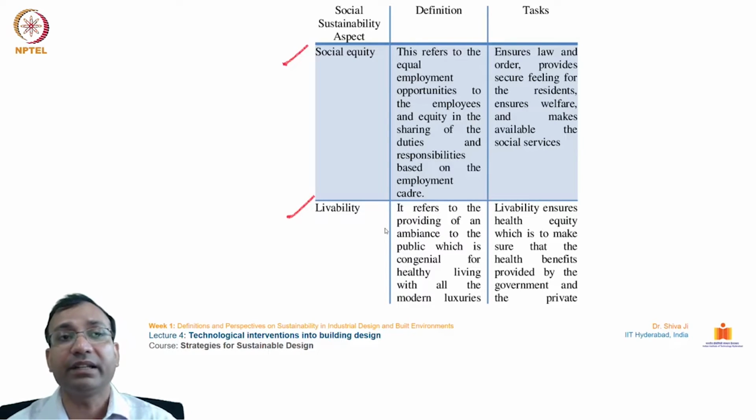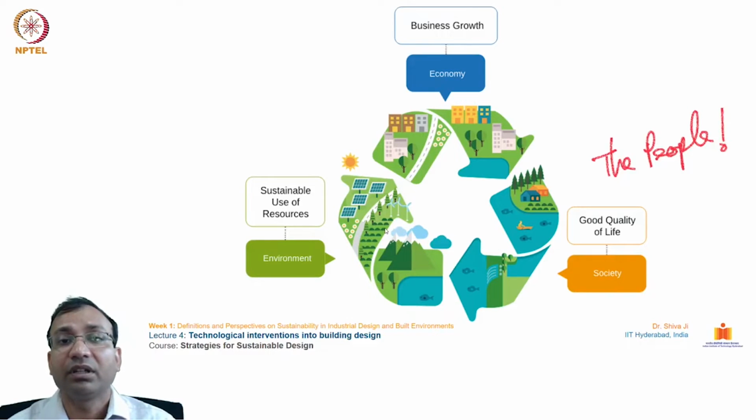The next one, what is livability? The definition says it refers to providing an ambience to the public which is congenial for healthy living with all the modern luxuries. And what are the tasks assigned to this? Livability ensures health equity, which is to make sure that the health benefits are provided by the government and the private sector. So this talks about livability, creating a healthy condition in which the human society, the citizens, can live comfortably.